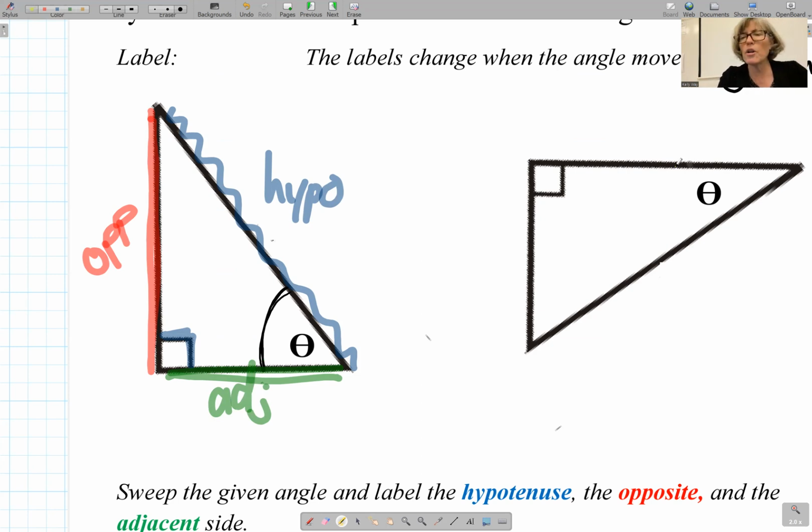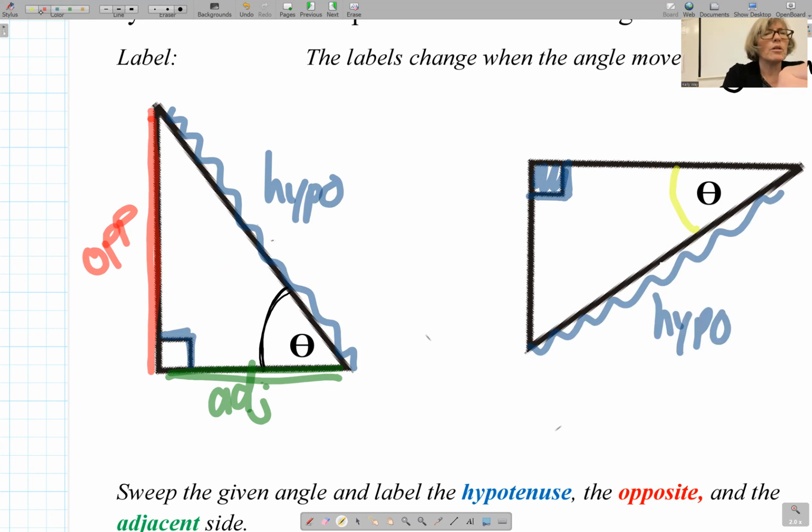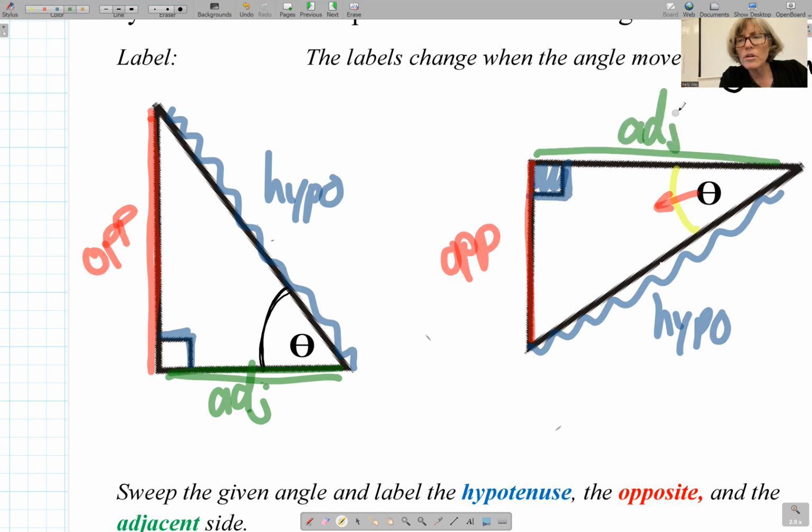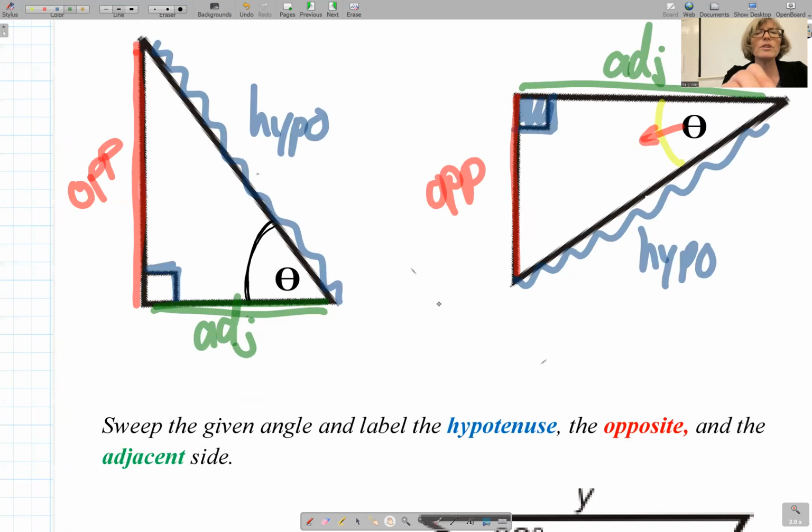On the right-hand side, our theta has moved. Find your hypo right off the bat. That's across the right angle. So this would be the hypo. You go across from the theta. That is your opposite. Next to your theta, but not the hypo, is your adjacent. That's how you label opposite, adjacent, and hypo.